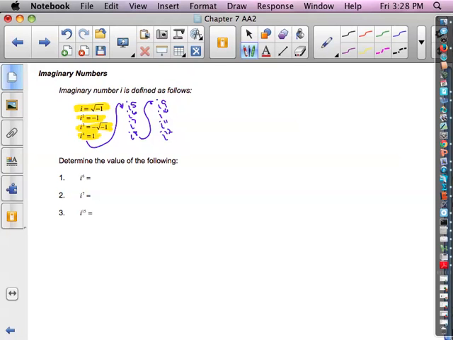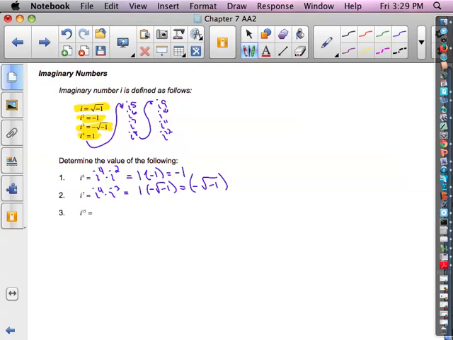So when you look at this, i to the 6th actually becomes i to the 4th times i squared. i to the 4th is 1, i squared is equal to negative 1. So the answer to that, i to the 6th, is negative 1. When you look at i to the 7th, that's i to the 4th times i to the third. i to the 4th is 1. i to the third is negative the square root of negative 1. So you get negative the square root of negative 1.